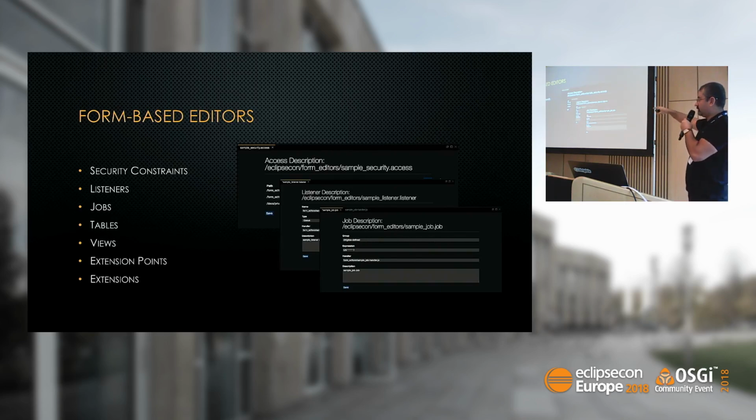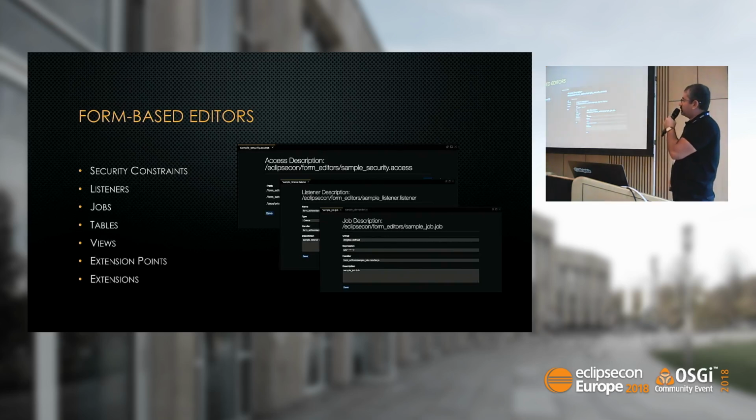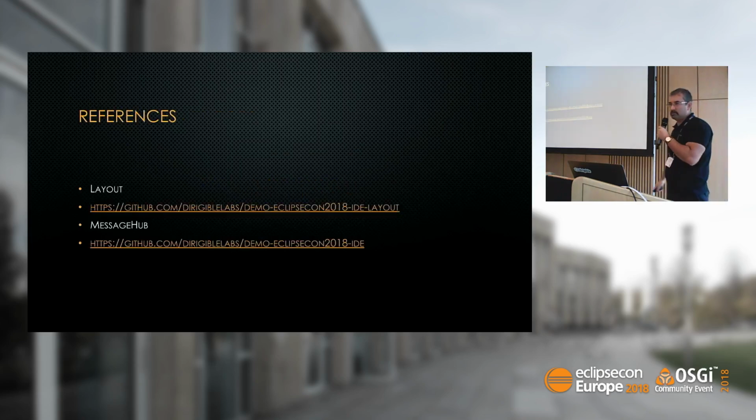You can attach some backing service that is a callback. It can be executed. The same is for scheduler jobs, also tables, views, and yeah, they are clear. Extension points and extensions are the descriptors of exactly this extensibility. So everything in the Eclipse Dirigible is based on extensions, so there is no exception. Okay, so then go to the demo part.